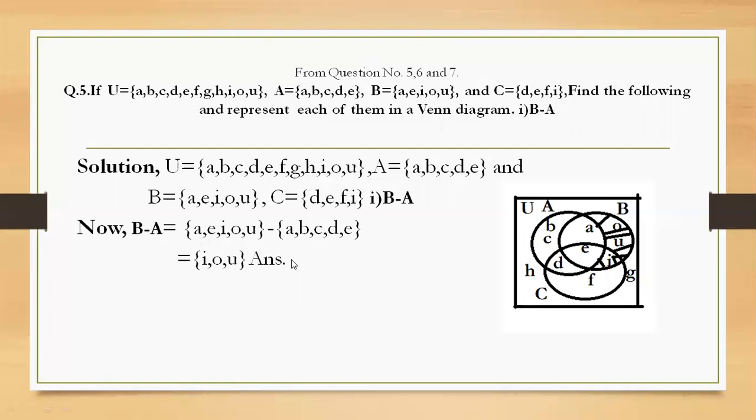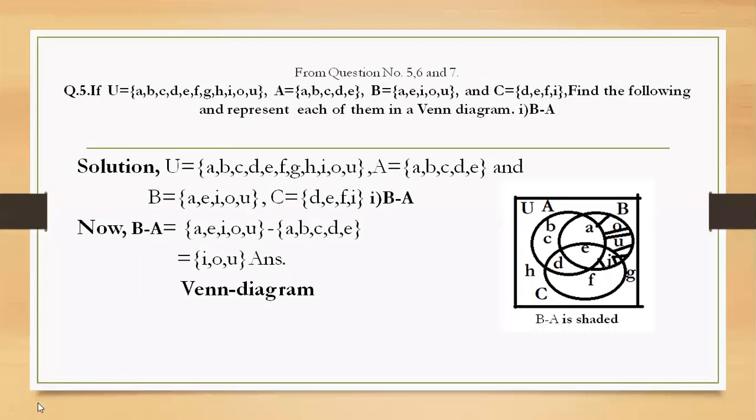Okay, sir. So now I repeat again, if I, O, U is the answer, then the part in which I, O, U lies should be shaded. And please don't forget to write below the Venn diagram what is shaded there. Which part is shaded there? B minus A. That should also be mentioned at the bottom of the Venn diagram. Okay, children, are you clear about this question? Yes, sir.